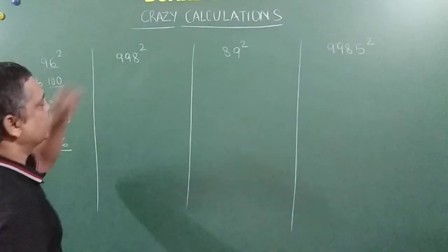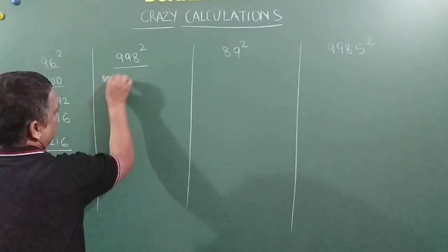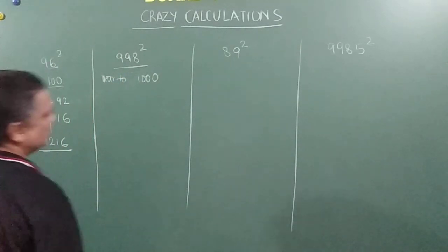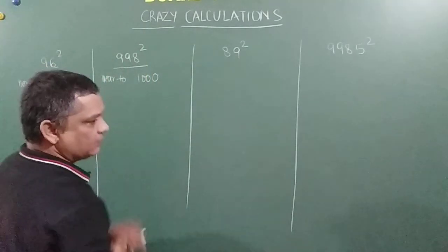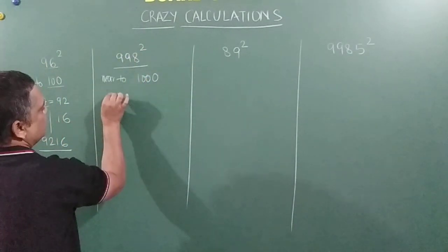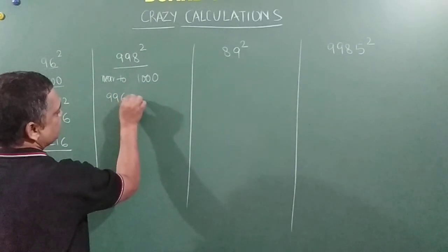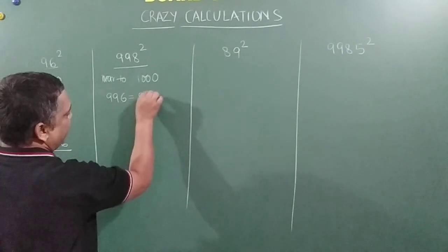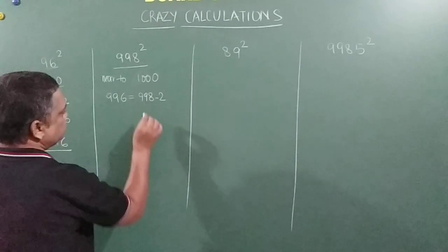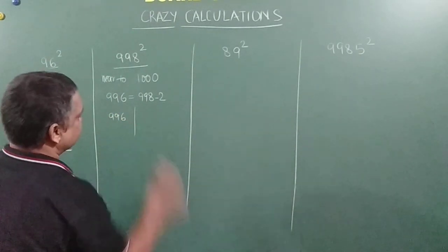Let us move on to the next one, friends. This is near to 1000. Now it is 2 less than 1000. So I will subtract 2 from this, and I will write 996. How has this 996 come? This has come from 998 minus 2, because it is 2 less than 1000. So 996 is my left hand side.